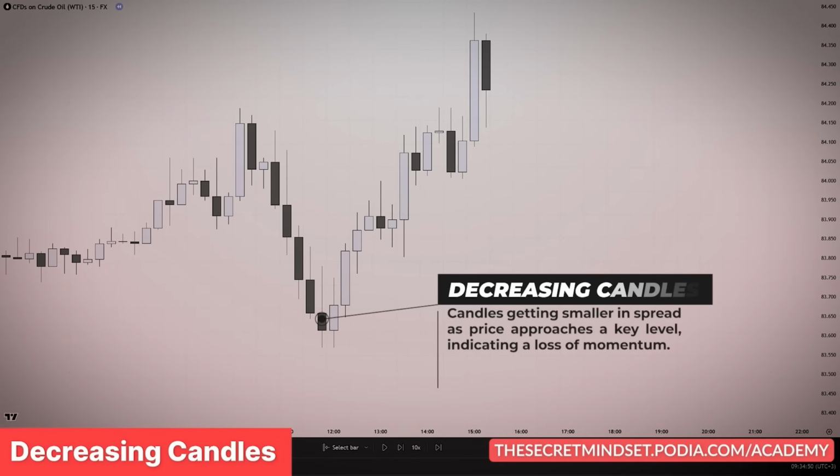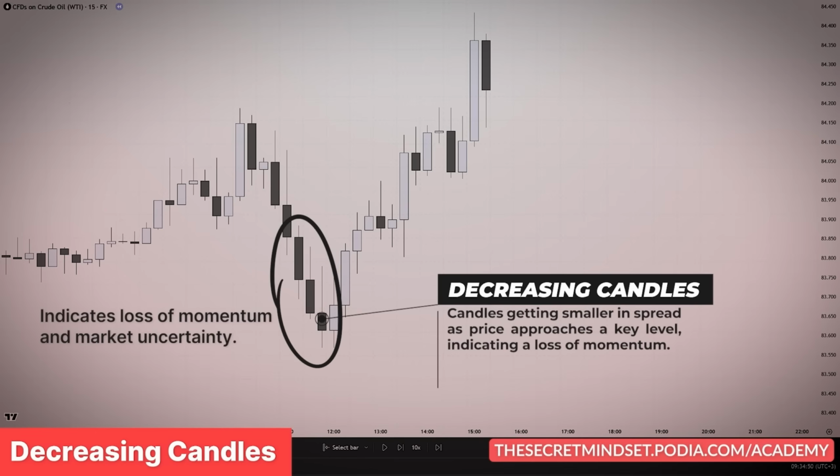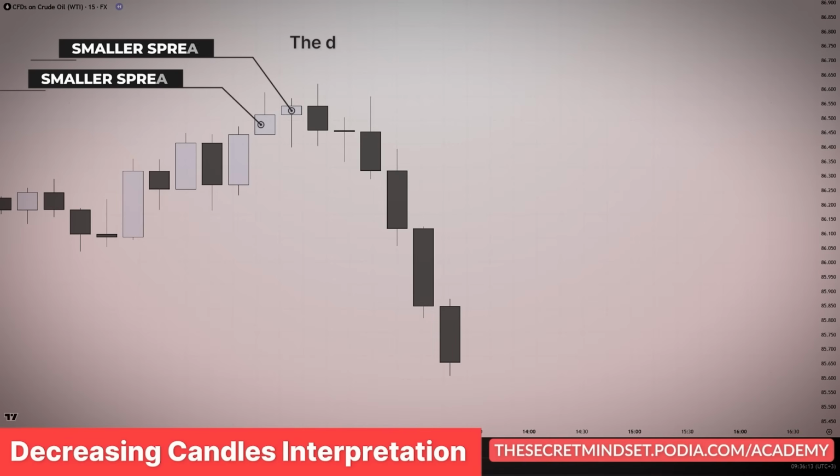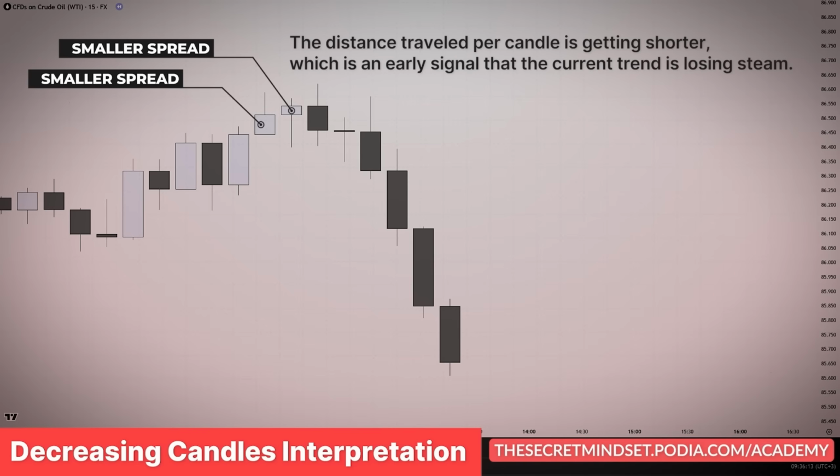As price approaches a key level, you'll notice the candles getting smaller in size. Their spread gets lower and lower. This pattern of successive candles shrinking in size is a clear sign of decreasing candles. Decreasing candles indicate a loss of momentum as prices approach a critical point in the market. The smaller candles suggest that the distance traveled per candle is getting shorter, which is an early signal that the current trend is losing steam.